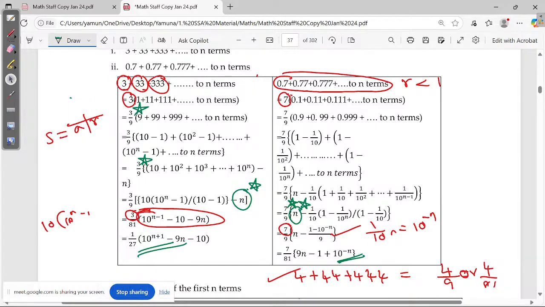Instead of 3, if they have given us 444, the final answer will be 4 divided by 81. Then you will not get 1 by 27. Obviously 3 by 81 is 1 by 27, that's why we have 1 by 27. If it is 4 divided by 81, the answer will be 4 divided by 81. Please make a note of it.